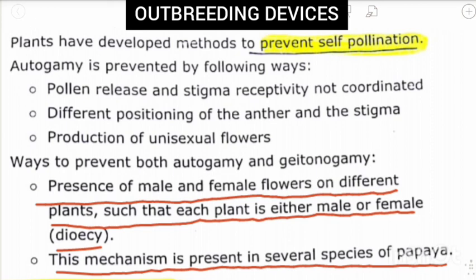What happens in the papaya species? Male and female flowers are present on different plants. Then automatically autogamy and geitonogamy are easily prevented. Very simple.